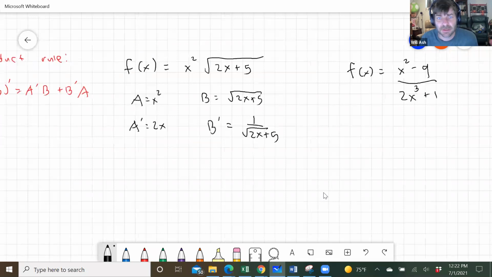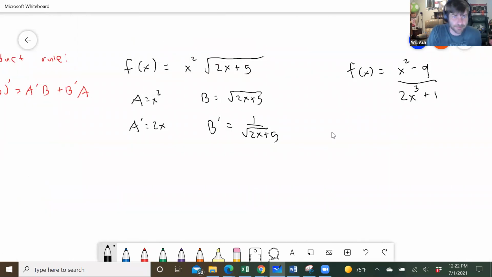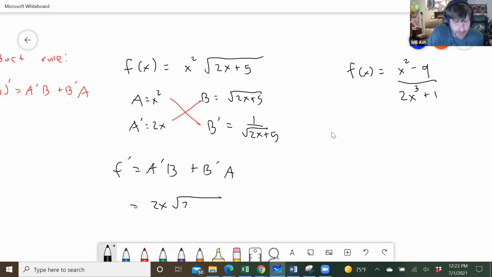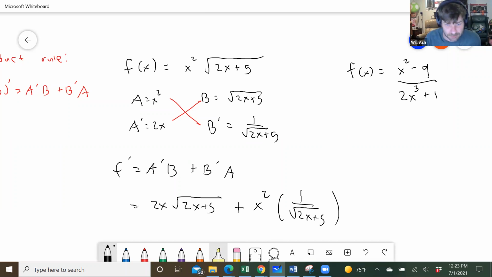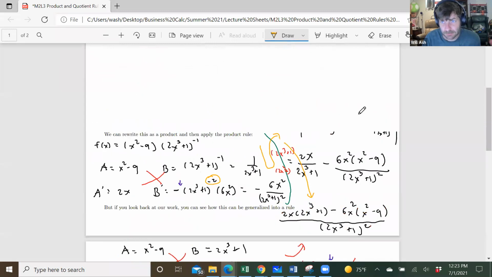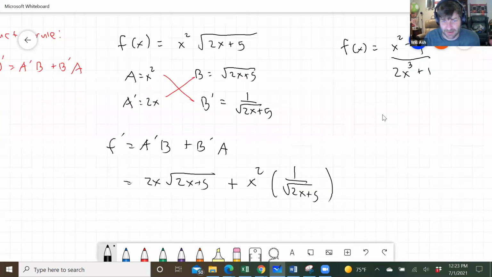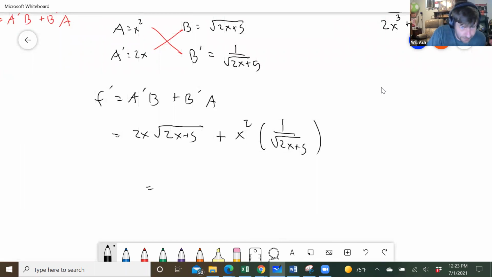And now, to get my derivative, I know that f prime is going to be a prime b plus b prime a. So I'm just going to say that's 2x times the square root of 2x plus 5 plus x squared times 1 over the square root of 2x plus 5. Which is exactly what I had. Oh, sorry, just wait a second here. So I'll just combine that.